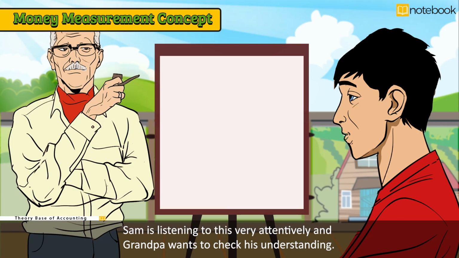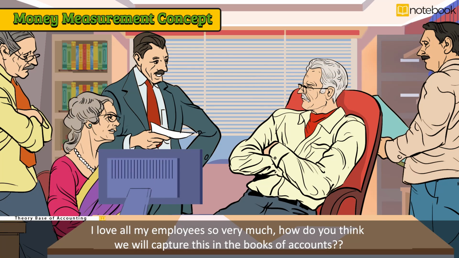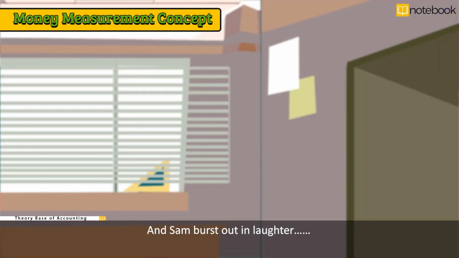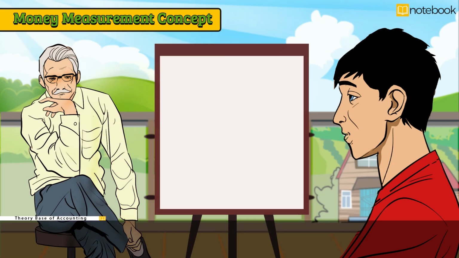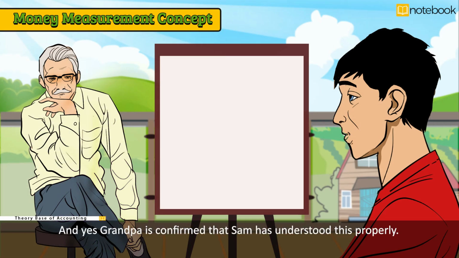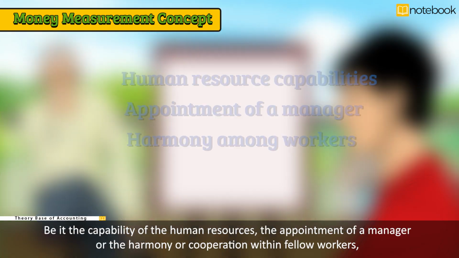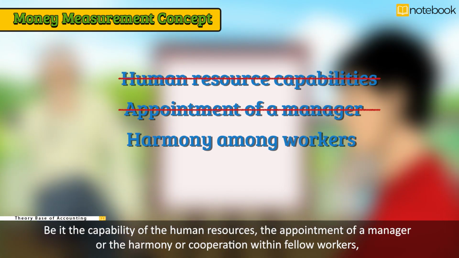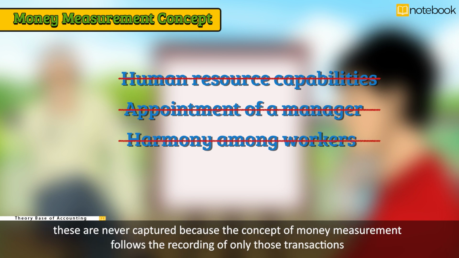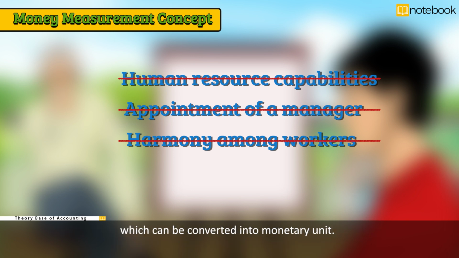Sam is listening to this very attentively, and Grandpa wants to check his understanding. I love all my employees so very much. How do you think we will capture this in the books of accounts? And Sam burst out in laughter. And yes, Grandpa is confirmed that Sam has understood this properly. And just like Sam, all of you should understand this properly. Be it the capability of the human resources, the appointment of a manager, or the harmony or cooperation within fellow workers, these are never captured because the concept of money measurement follows the recording of only those transactions which can be converted into monetary unit.